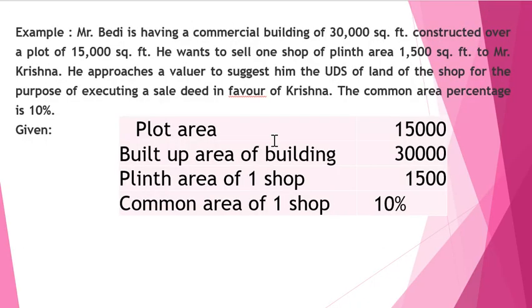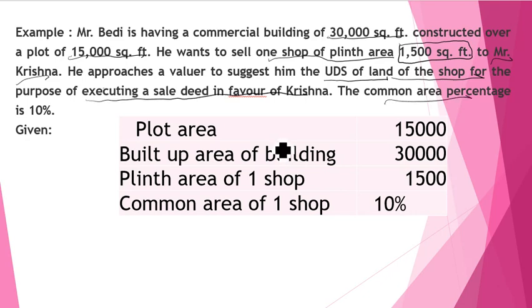Another example. Mr. Bedi has a commercial building of 30,000 square feet constructed over a plot of 15,000 square feet. He wants to sell one shop of plinth area 1500 square feet to Mr. Krishna. He approaches a valuer to suggest the UDS of the land of the shop for the purpose of executing a sale deed in favor of Krishna. The common area percentage is 10%.